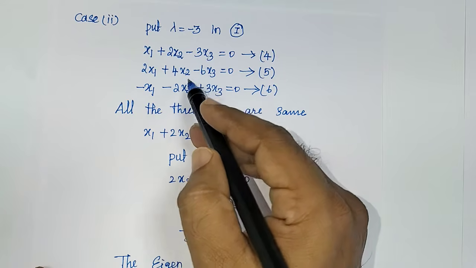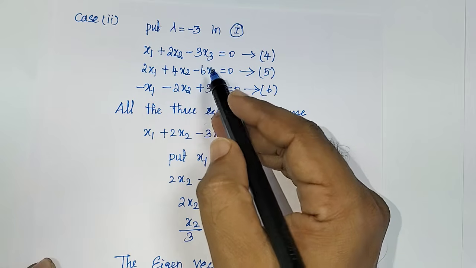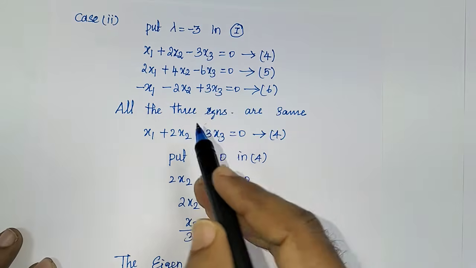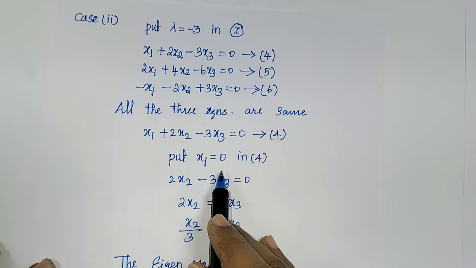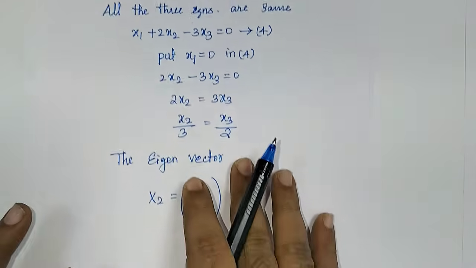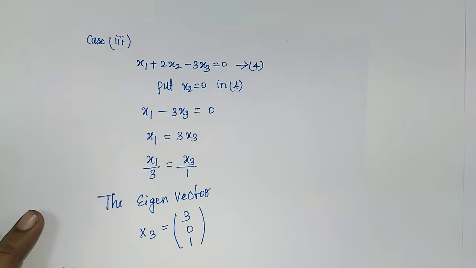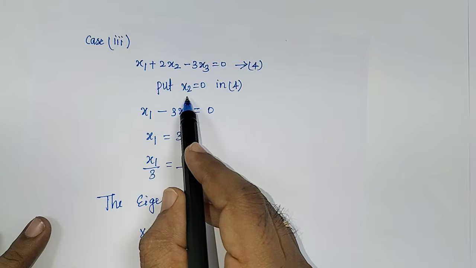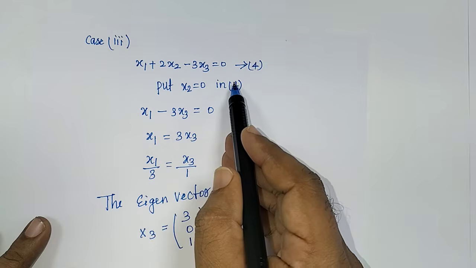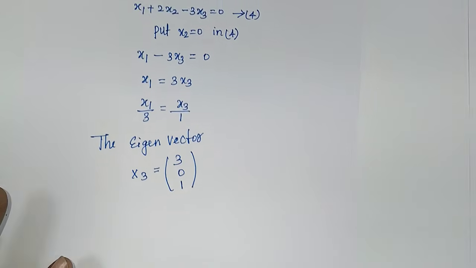If the three equations are the same, we cannot apply the cross rule method. In this case, take any one equation, since this is a repeated eigenvalue. The procedure: first I take x1 equal to 0. When I take x1 equal to 0, I will get the eigenvector for x2. For a repeated eigenvalue, the third eigenvector can be found by taking x2 equal to 0 and substituting it in our equation. When I substitute x2 equal to 0, I will get the third eigenvector.